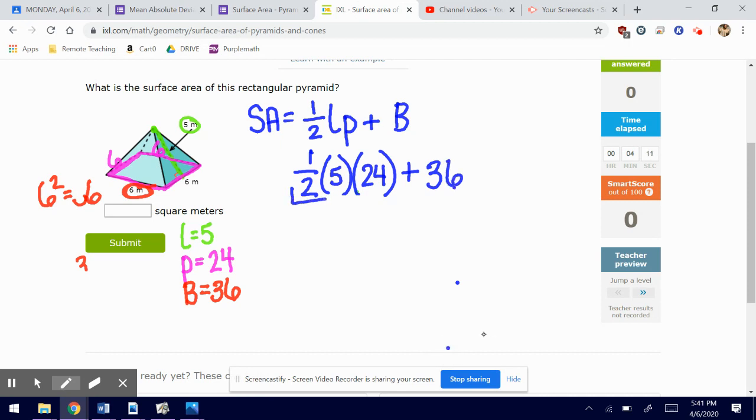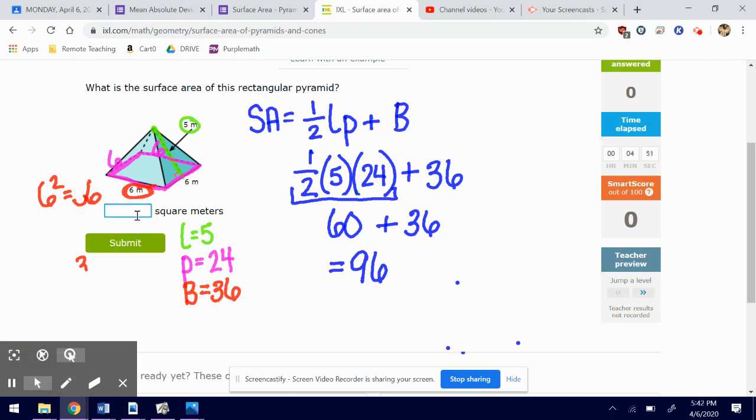Okay, I'm just going to type this first part into my calculator so I can figure out what that is. 1/2 means 0.5, so I'm typing in 0.5 times 5 times 24. And I get 60 for this first part. Bring down the plus, bring down the 36. So now I'm just going to add these two together. 60 plus 36 is going to equal 96 square meters. So my surface area for this pyramid is just going to be 96.